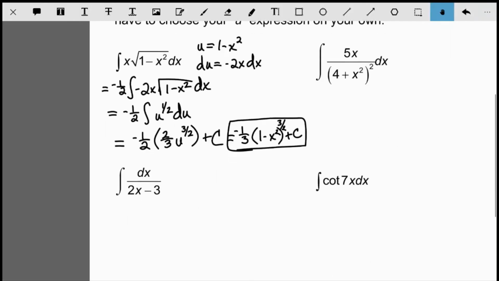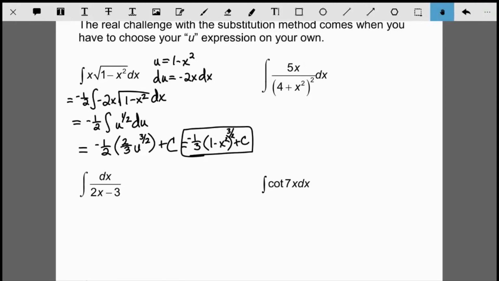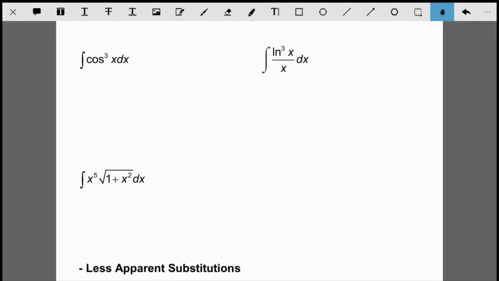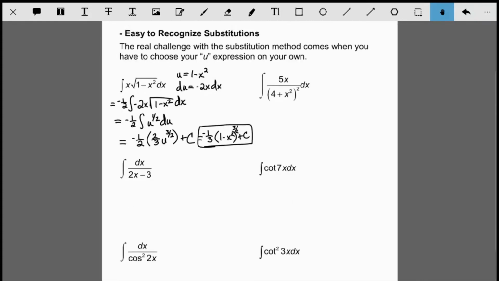Okay, so there are several more of these problems. 1, 2, 3, 4, 5, 6, 7, 8 more of these that I want you to do. So there's 5 here and then 3 on this next page. When you get to the less apparent substitutions, just stop for now. But what I want you to do is pause the video and try to work through those 8.